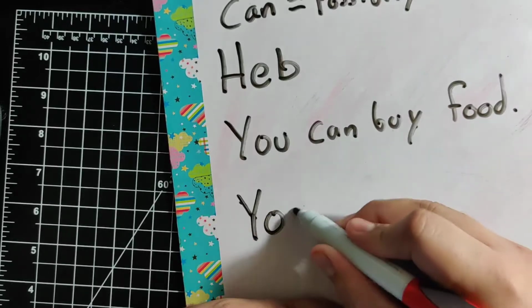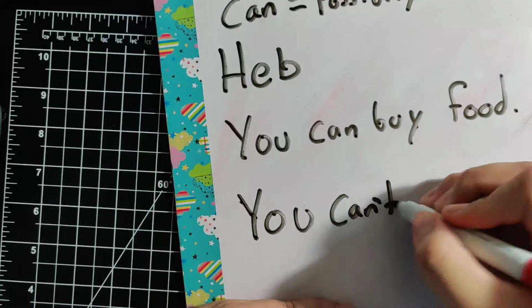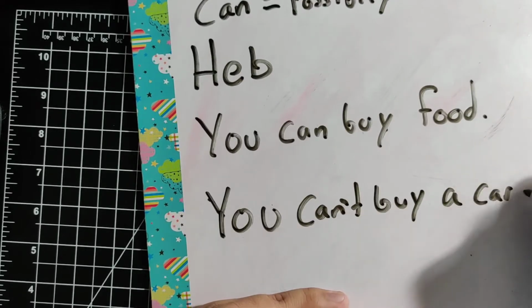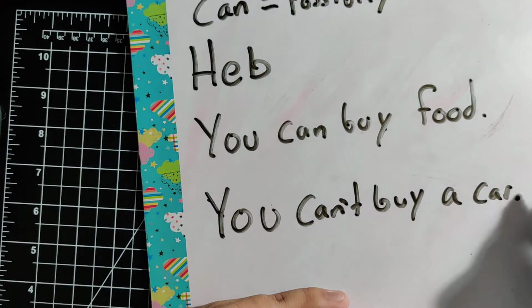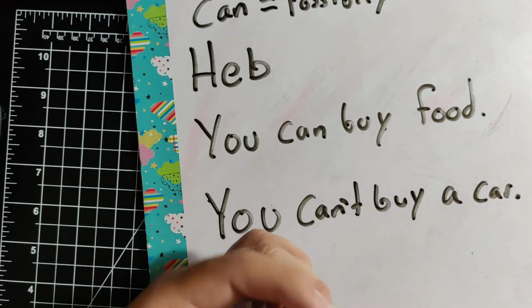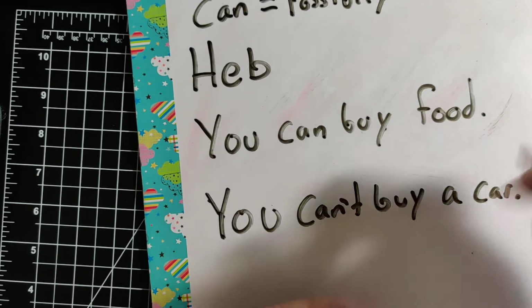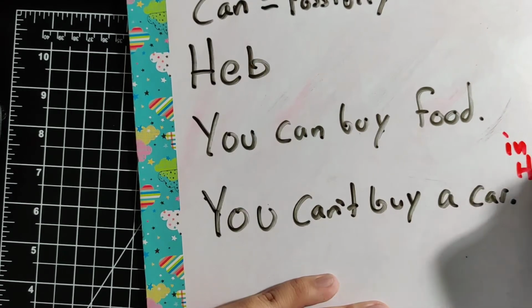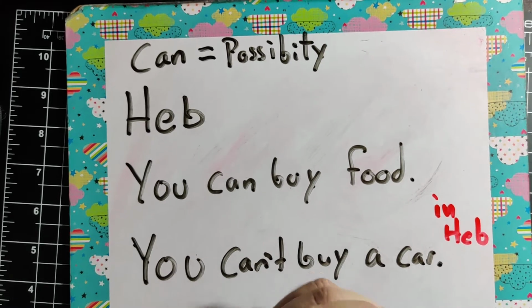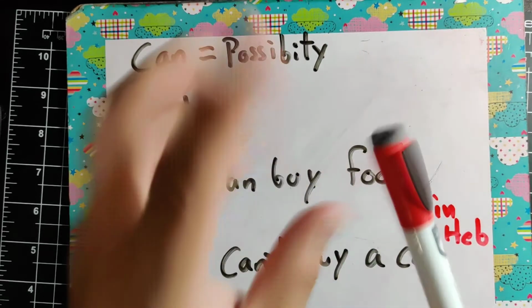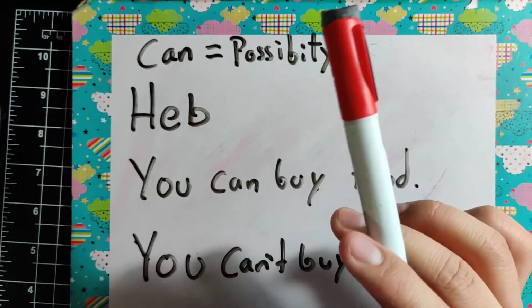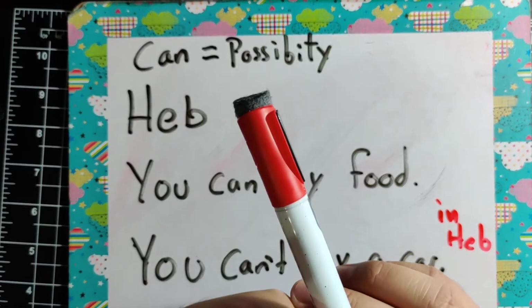So, you're going to write, you can't buy a car. Again, if you want to continue, for both of these you can buy a car or you can buy food in HEB. Now, you see what I'm using it for? We're talking about possibilities. We're not talking about what you can do. We're talking about what's possible.